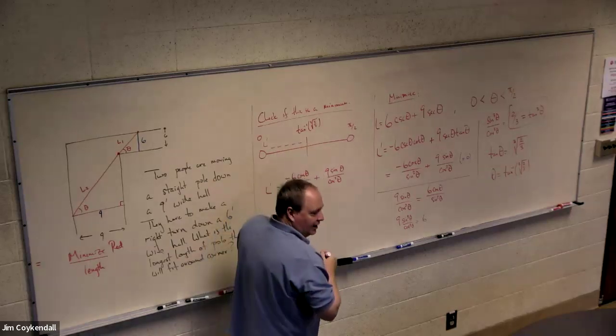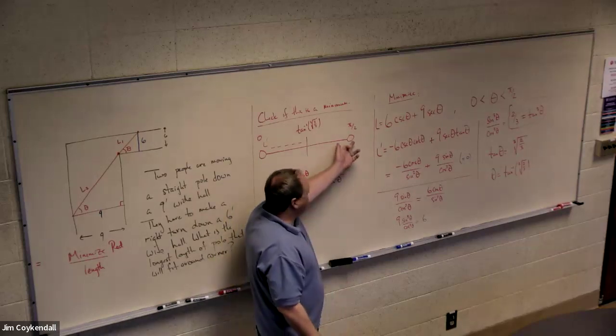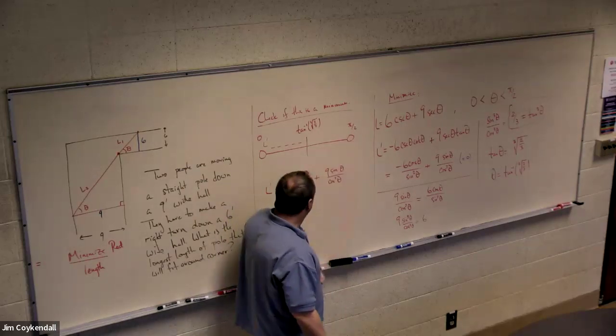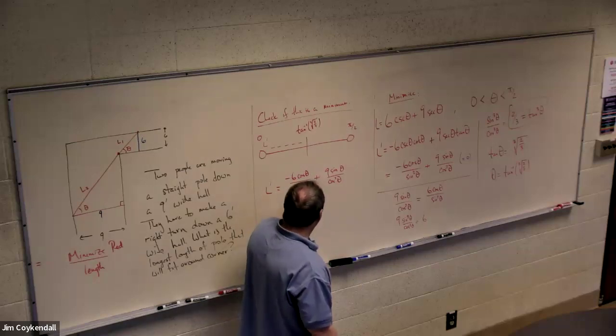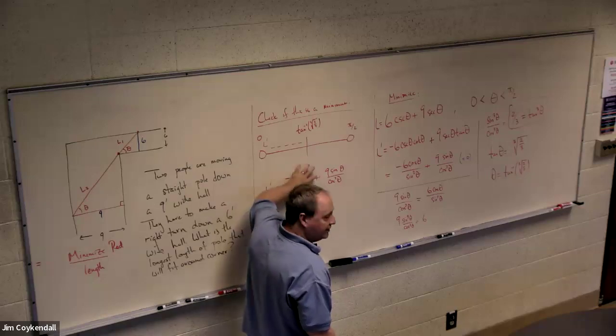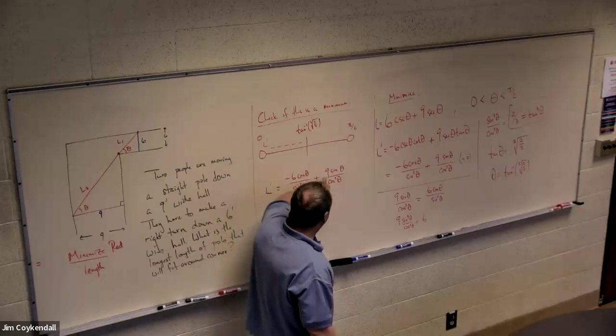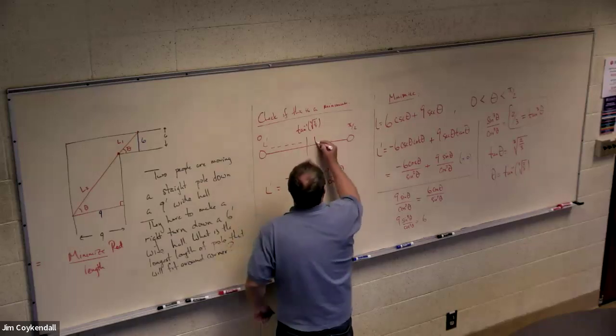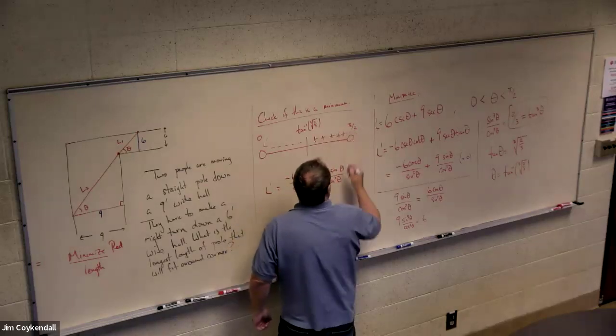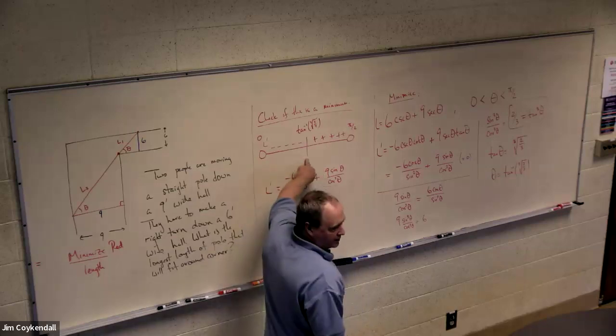Let's check the other side. What happens when you get very close to pi over 2? Well, now this thing is very, very close to 0, because at pi over 2 the sine is 1 and the cosine is 0, so this is almost not there. This is getting to be a huge number and it's positive. So what happens here?